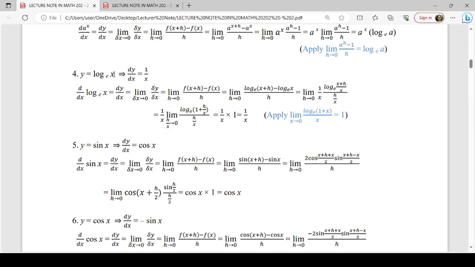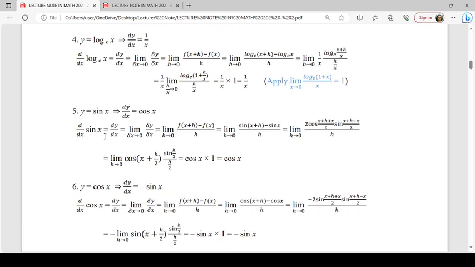Then log of x to the base e. When we write f of x plus h, it is log of x plus h, and log a minus log b is log of a by b, so it is log of (x plus h) by x. Then we simplify this and apply this result: log of 1 plus h by x as h tends to 0, when the base is e, this limit is 1. So this limit is 1 and what remains is 1 by x. This is from this calculation.